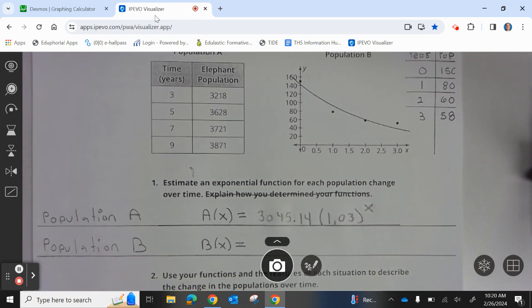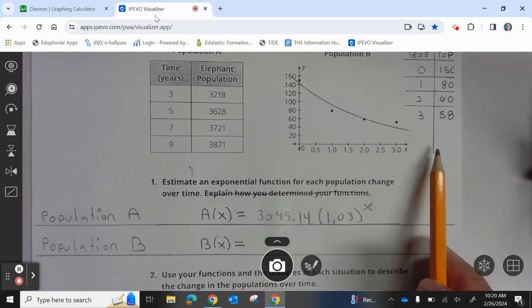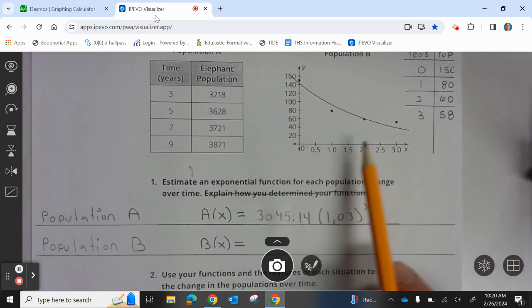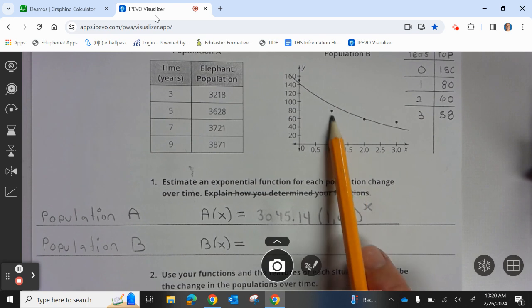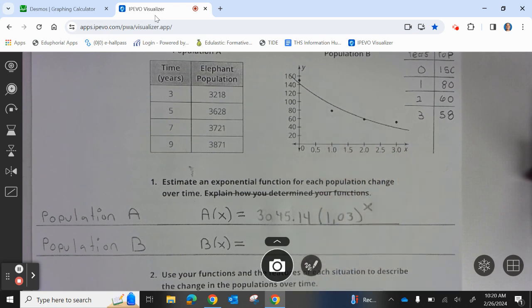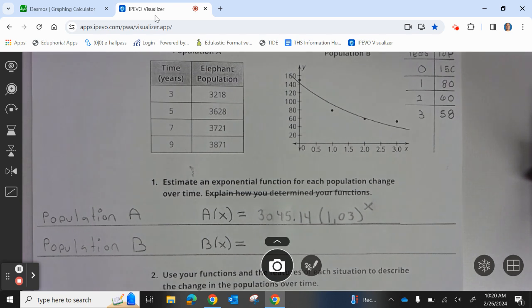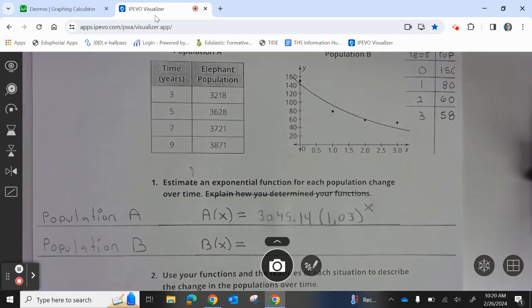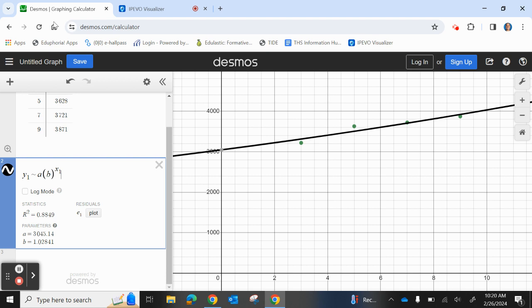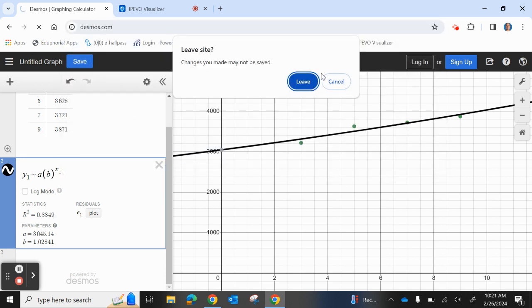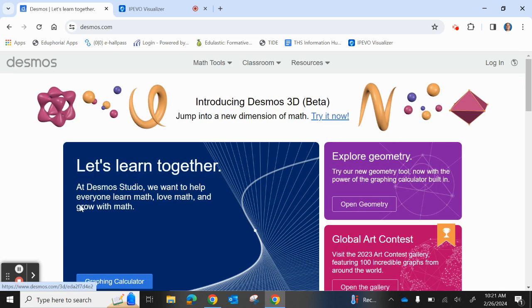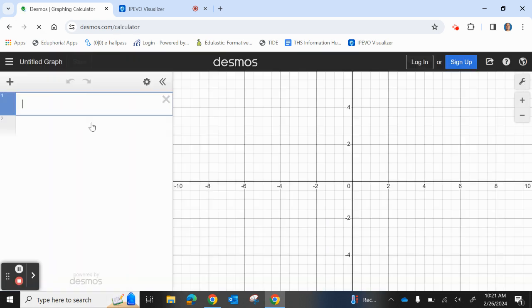Now you're going to need to convert the graph to a table. So our years are going to be 0, 1, 2, 3, and then at 1 it's 80, 2 it's 60, 3 is at, let's approximate 58. Okay, so let's go ahead and find that equation. So I'm actually going to go to a fresh Desmos screen. Table.